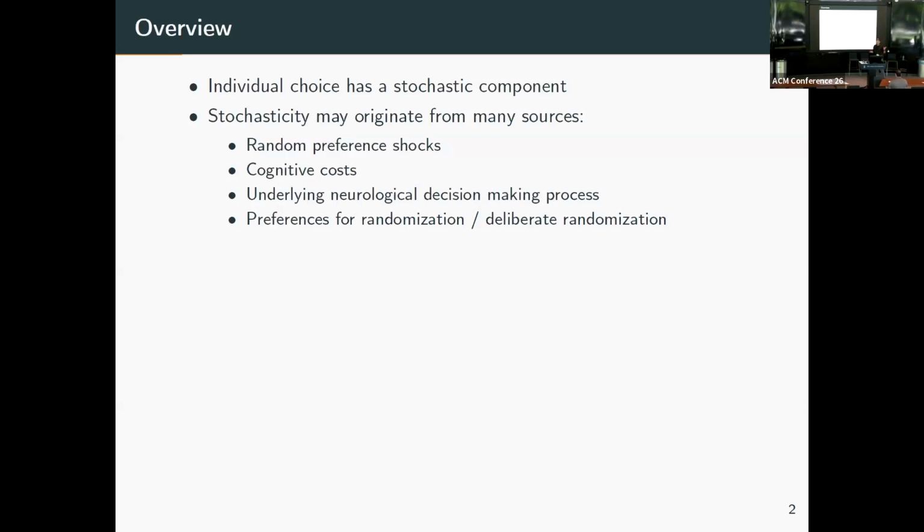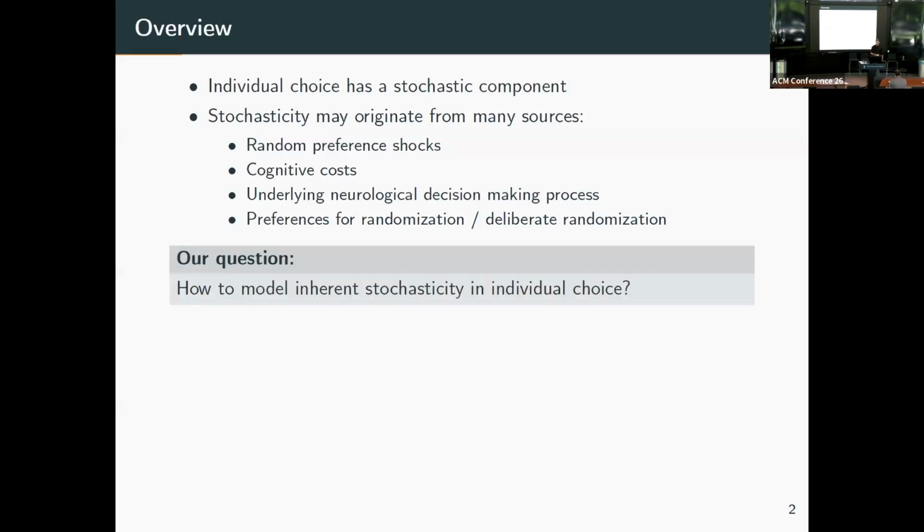So for example, it may come from random taste shocks, or it can be shaped by cognitive or information processing costs. It may come from some noise in the underlying neurological decision process, or maybe people just like to randomize, and so they randomize deliberately. So in this paper, we asked the following question: how should one model this inherent stochasticity in individual choice behavior?